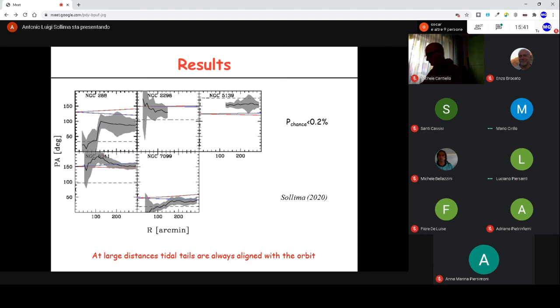If you consider, however, all the clusters together, and you apply a chi-square test to all the clusters together, then the probability that the agreement with the direction of the orbits occurs by chance is smaller than 0.2%. So I can say that there is a 3 sigma significance of the alignment of the tidal tails with the orbit directions. So in agreement with what you expect from the dynamics of these stellar systems.